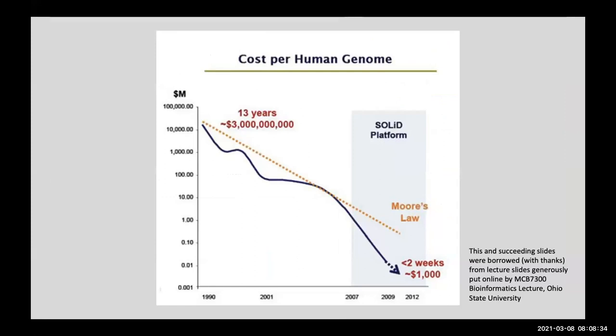Now, this is all becoming possible because the cost of genomics is declining massively. Just 30 years ago in 1990, the cost of sequencing the human genome.